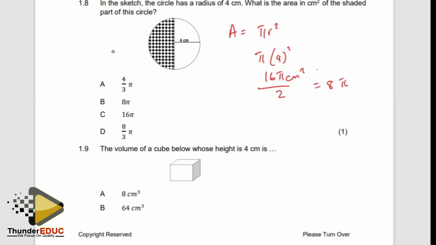So that our answer becomes 8 pi. Option B will be the best.